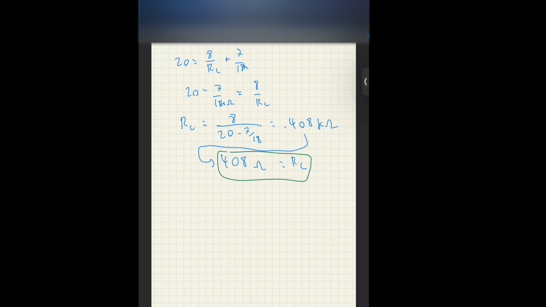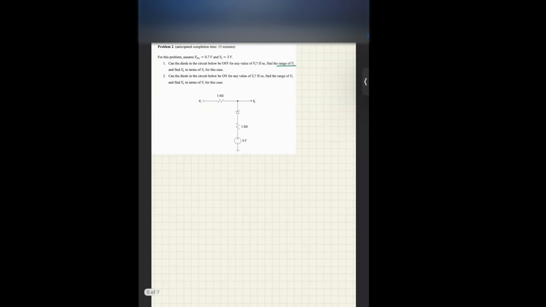Now let's move on to number 2. So in this question here, we have a diode, and we're going to have to assume that it's off and assume that it's on. So first of all, assuming that the diode is off, off means negative VZ is going to be less than VD, which is less than VDO. And of course, it also means that ID is equal to 0.